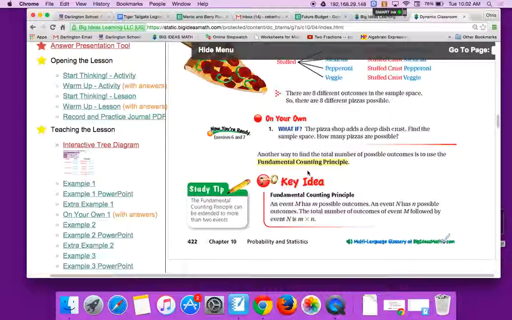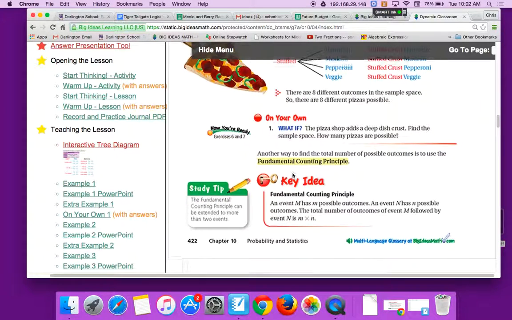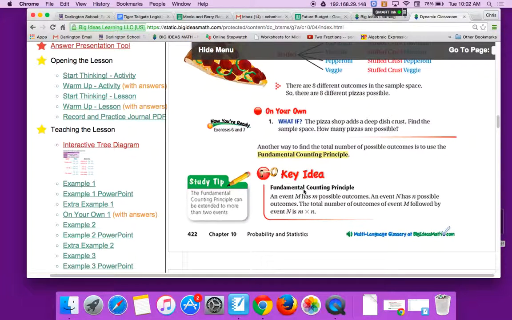The next one, which is the math one, is called the fundamental counting principle. The fundamental counting principle says an event M has M possible outcomes. An event N has N possible outcomes. The total number of outcomes of an event M followed by event N is M times N. This is when these are dependent on each other.